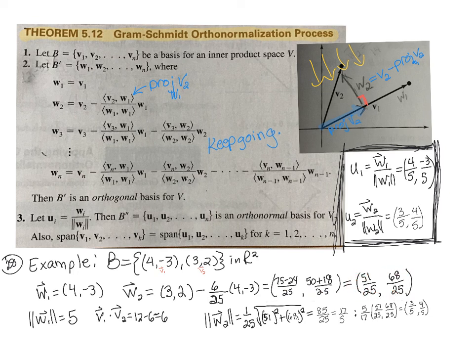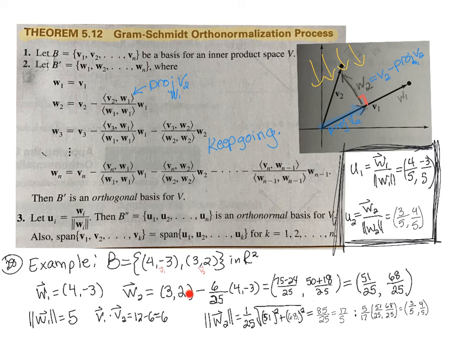But don't panic, it's all right. You can factor out the 1 over 25 if you want. There's also common factors between 51 and 68, which we'll see in just a second. Okay, so this is my second vector, and I only need 2 to make a basis in R2.